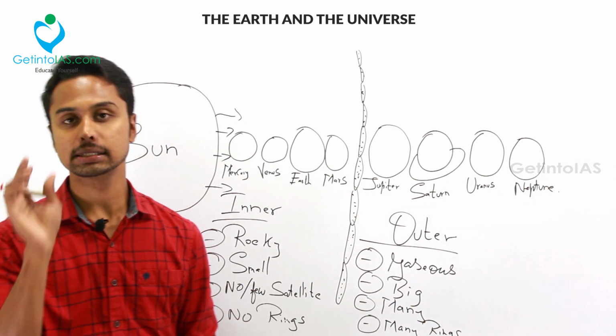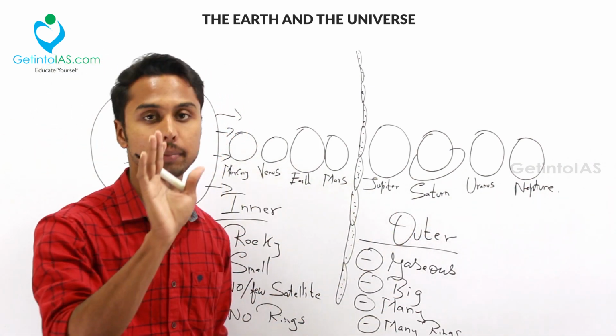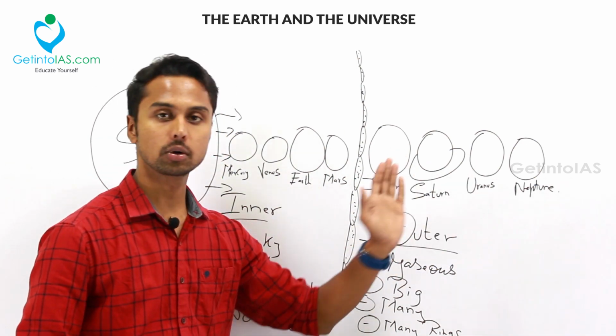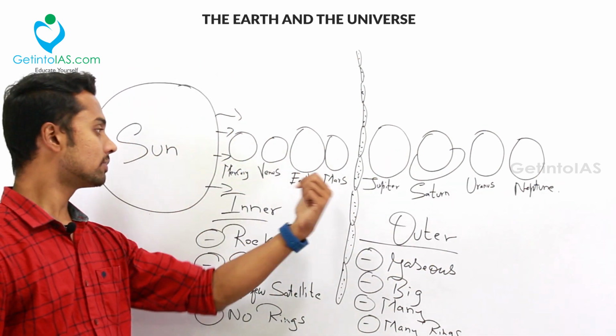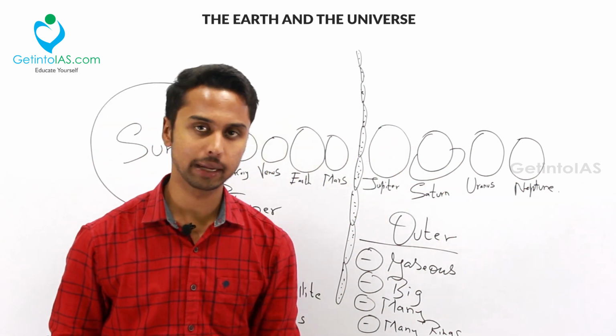So UPSC can ask this question about the terrestrial planets and the Jovian planets. These outer 4 planets are also known as Jovian planets, and these inner 4 planets are known as the terrestrial planets. They are also known as gaseous planets. There are different names for them.